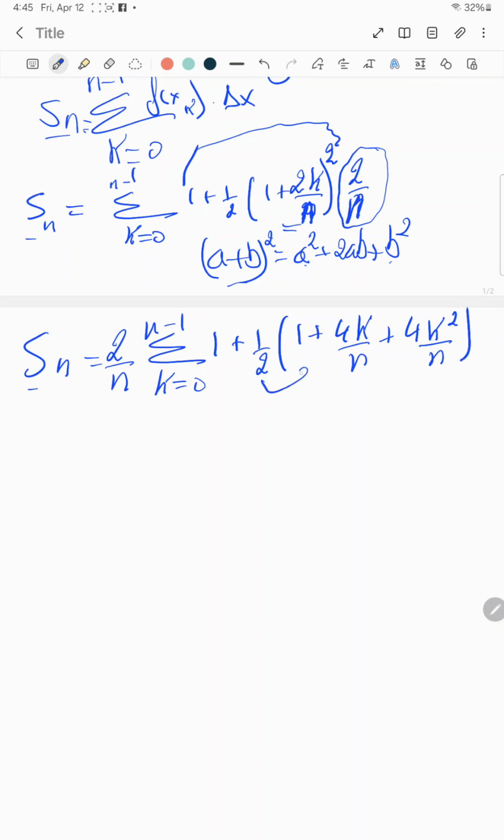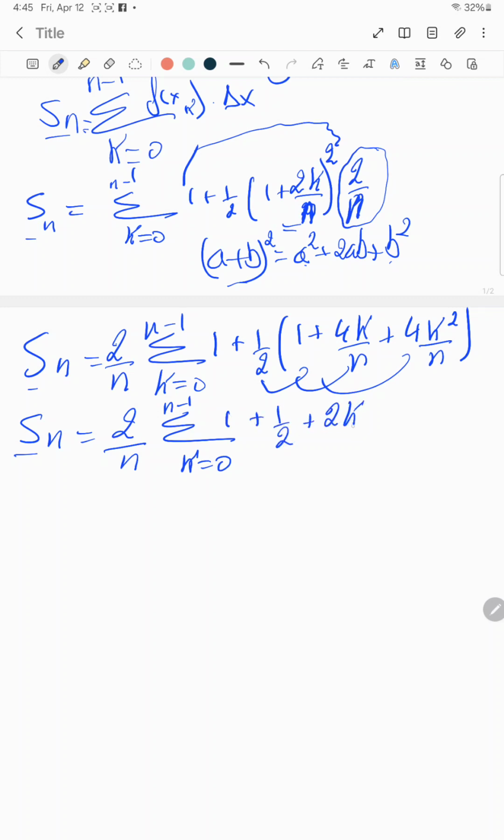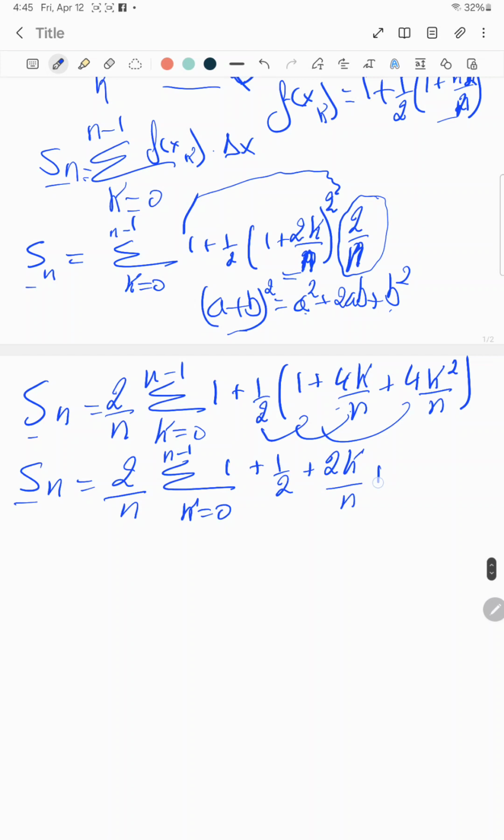So now I will distribute the 1 half inside the parentheses. So S of n equals 2 over n, sum k equals 0 to n minus 1, of 1 plus 1 half plus 2k over n, because I divide this by 2, I multiply this by 1 and this by 2, plus 2k squared over n squared, because b squared is (2k over n) squared.